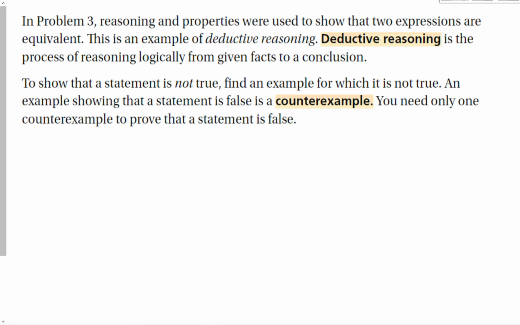If we want to show that a statement is not true, we want to find an example for which the statement is not true. An example showing that a statement is false is called a counterexample. You need only one counterexample to prove that a statement is false. So you prove it's false one time, that's it. However, to prove something is true all the time, we need to use some of the properties that we know are always true.